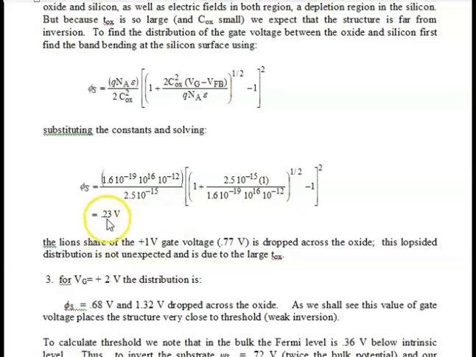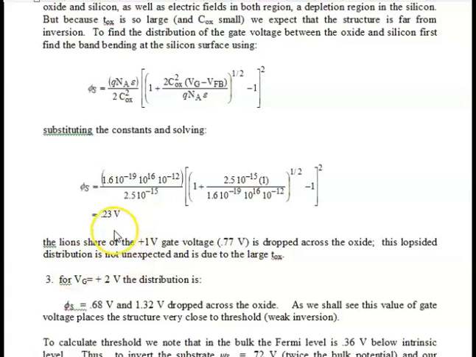Well, where's the other? I've only got 0.23 volts dropped across the silicon. It must be that the remainder of that 1 volt is dropped across the oxide, and of course that makes sense. Now, why is more voltage dropped across the oxide than across the silicon? And the reason is the oxide thickness, T-ox, is very large. And that's what we expect.